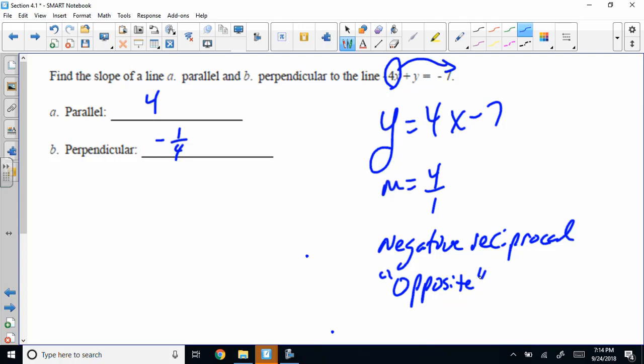So if you got one positive, you definitely have to have one negative, right? That's how you get your crisscross. And then it being the reciprocal ensures that it's going to intersect and be 90 degrees. Okay. So it's a two-parter right there.